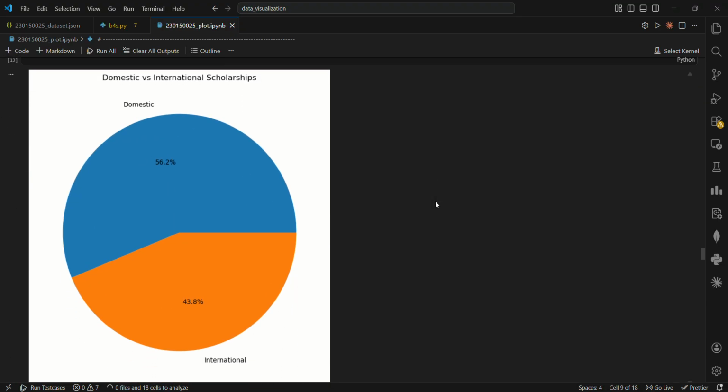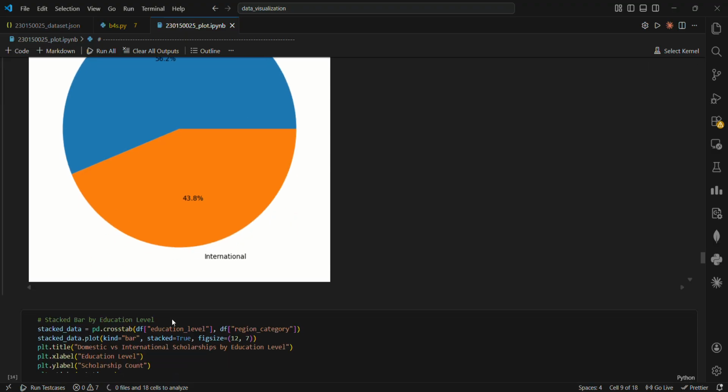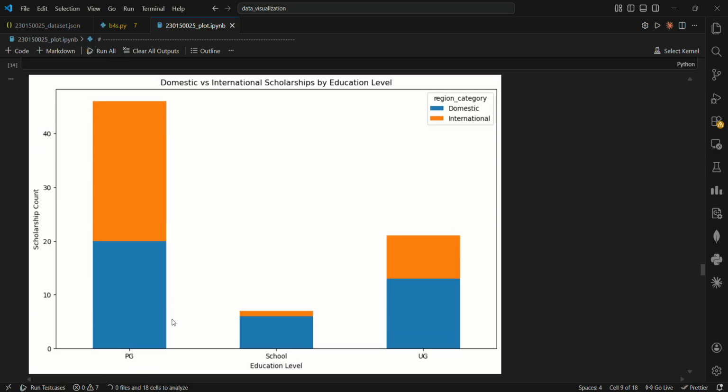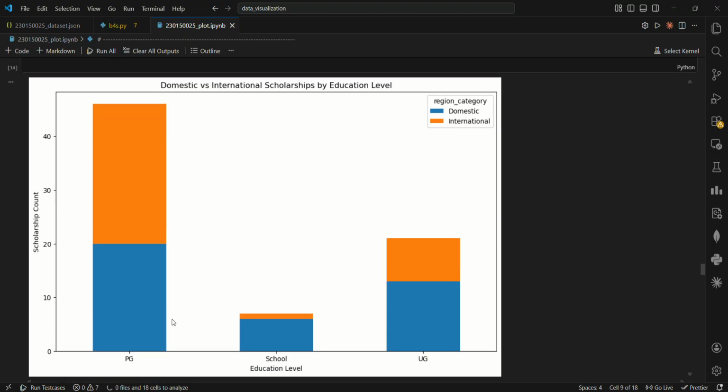This is the pie chart depicting that 56.2% of our data set includes domestic scholarships, and the rest, 43.8%, is comprised of international scholarships. Domestic versus international scholarships by education level: as we can clearly see, PG people get the most international offers, followed by UG people, and school people almost get no international offers.